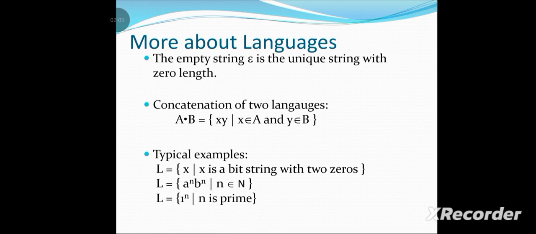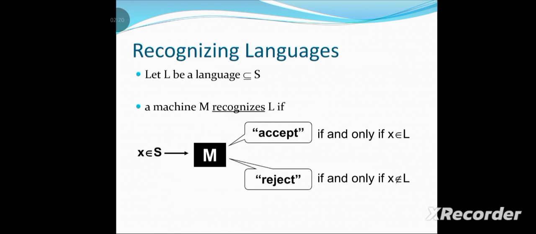Similarly, L equals 1 to the power n, where n is prime. So you can have 1 power 3, that is 1, 1, 1, or 1 power 5, so we can have 5 ones together. These strings form this language L. So I hope you understood what a language is.